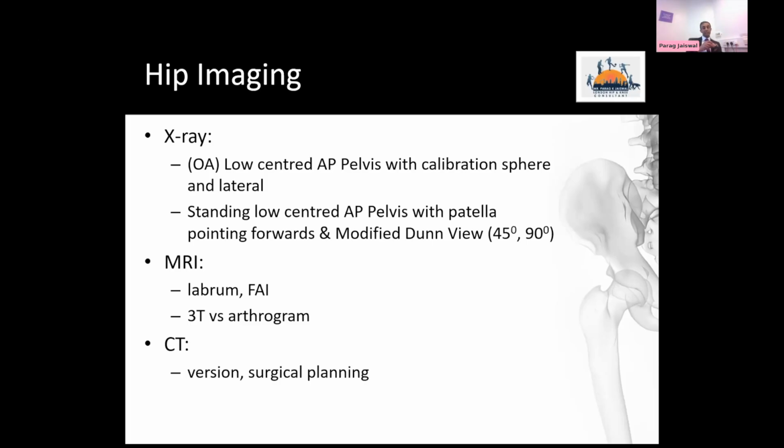I occasionally do CT scans, particularly if they have an asymmetrical rotational profile. So, for example, if they can internally rotate to just only 0 and externally rotate to 45 degrees, that suggests there's a rotational morphological problem of the proximal femur, and that helps me plan surgery too.